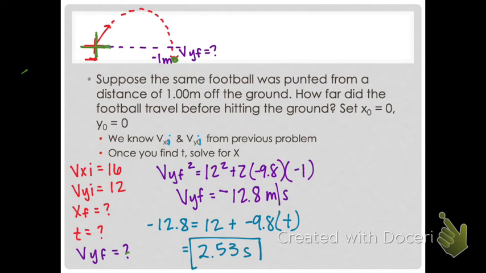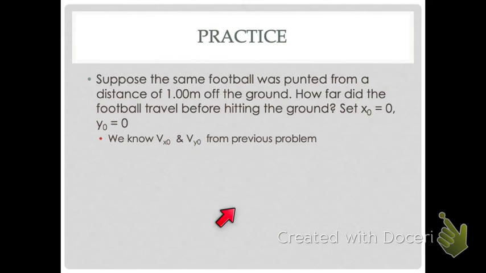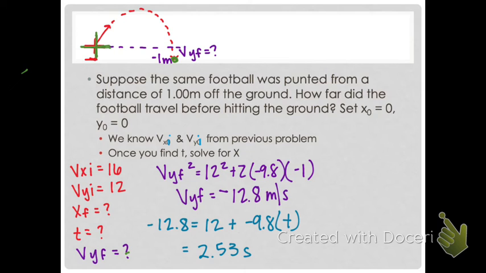Do I have to multiply that time by 2? Nope, because I took all that into account. By the time I get there, I'm going to be traveling 12.8 meters per second in the negative direction. And so this is telling me it took 2.53 seconds to reach that speed.